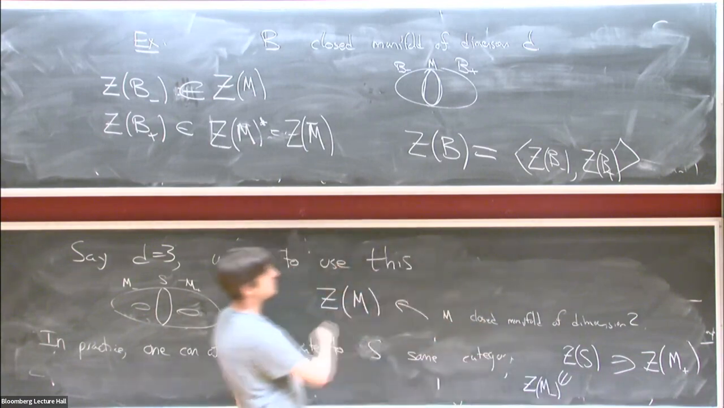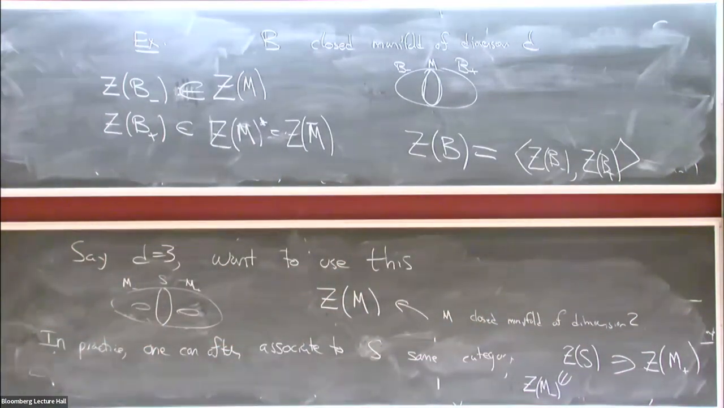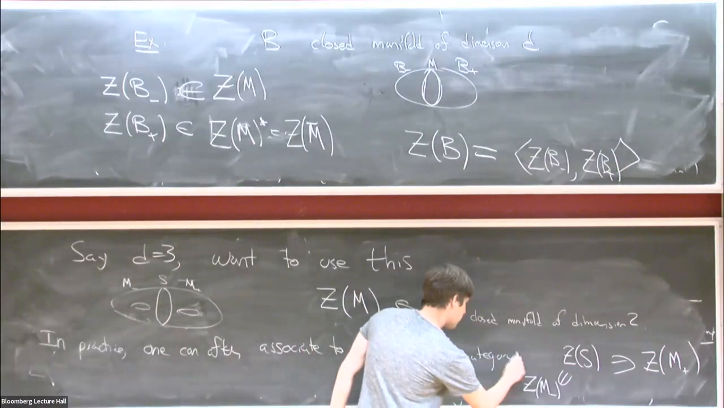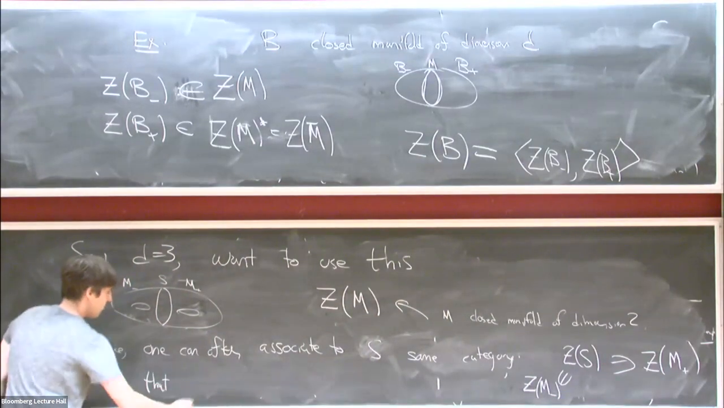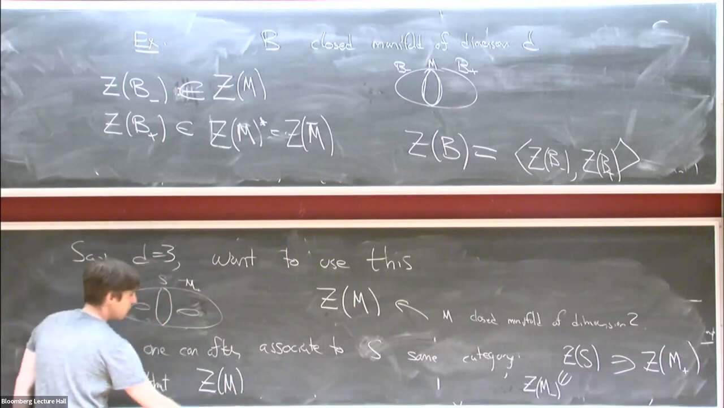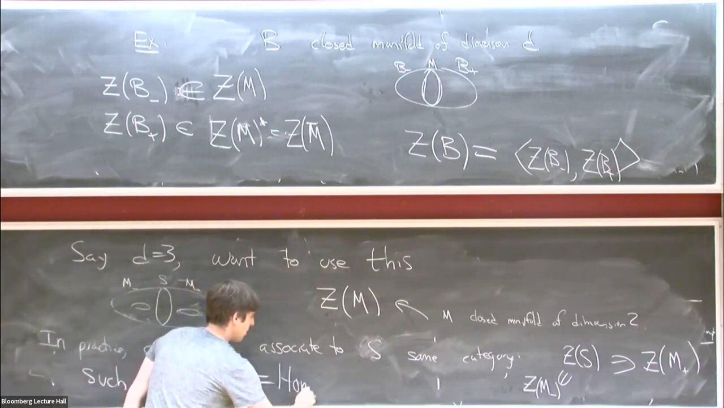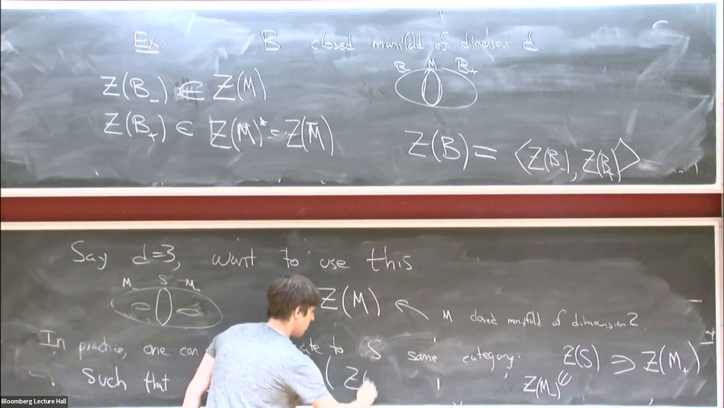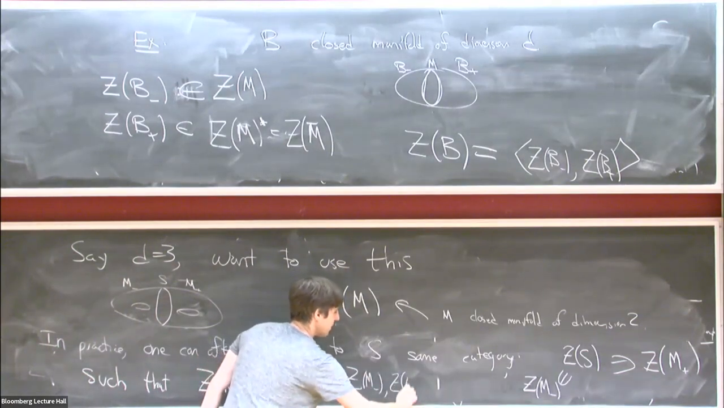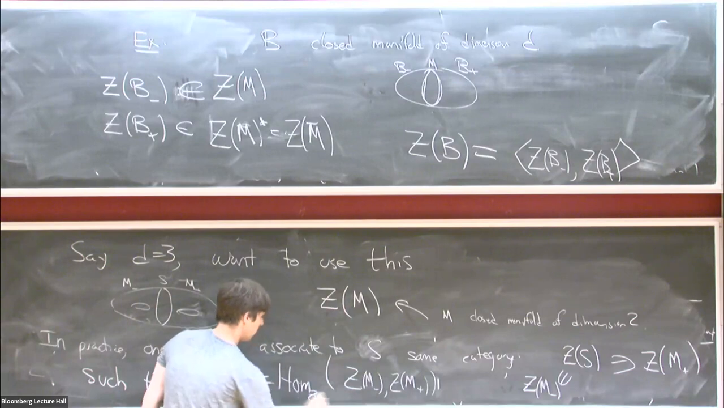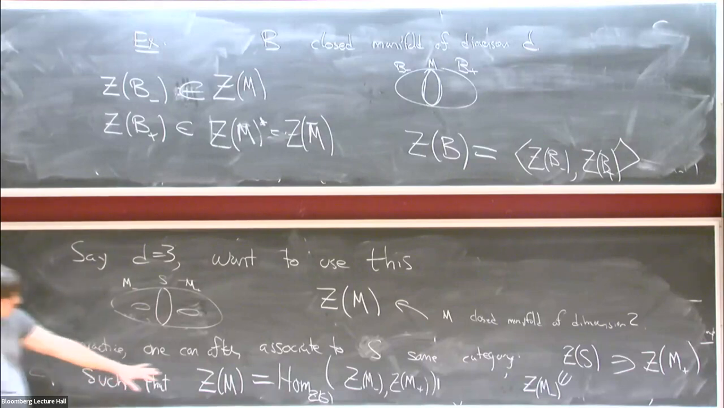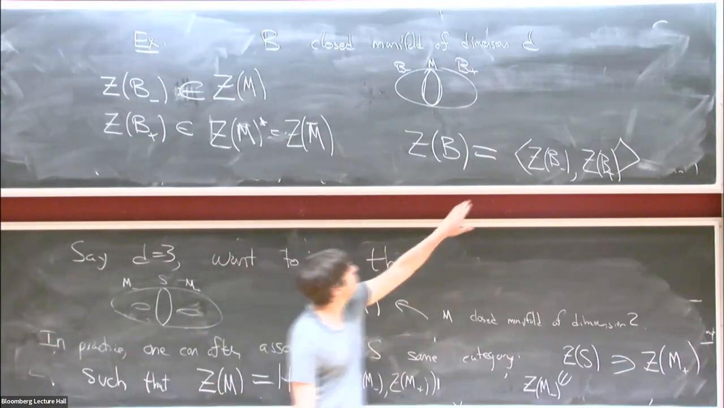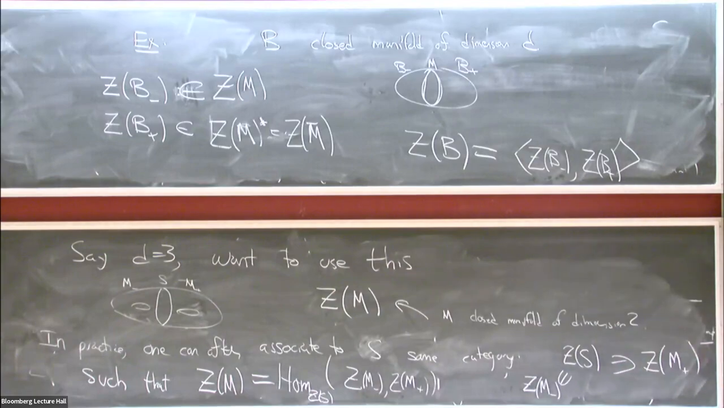Maybe Z of M minus is an object of the category Z of S, and M plus maybe you should think of as an object in the opposite category. It's kind of the same thing. And then the vector space that you're actually interested in, Z of M, can be thought of as Homs from Z of M minus to Z of M plus in this category Z of S. So this is analogous to what was happening up here, but it's one step more abstract.